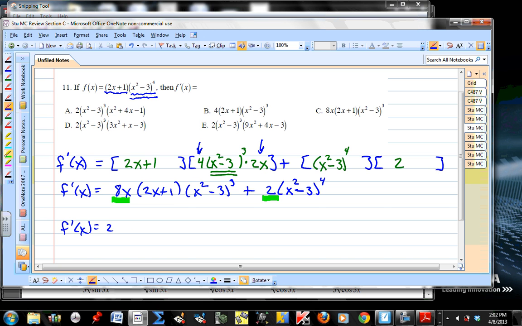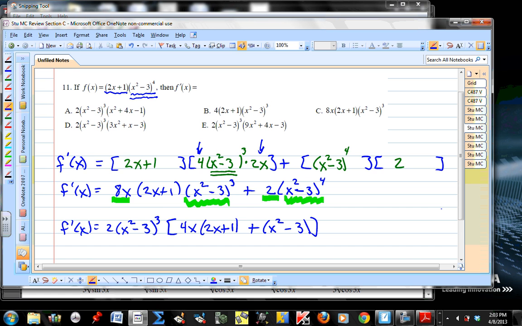And it also looks like we have 3 factors of the quantity x squared minus 3, and then 4 factors of the quantity x squared minus 3. So it looks like we can take out 3 of those, 3 factors of this x squared minus 3 quantity cubed. Now let's see what's left inside. 8x, when you divide by 2, leaves you with 4x times the quantity 2x plus 1. All of the x squared minus 3 factors have been factored out. The 2 has been factored out. And we're left with just 1 factor of x squared minus 3.